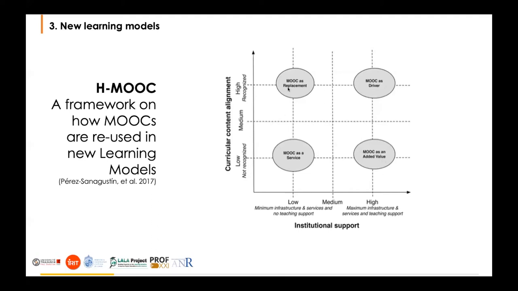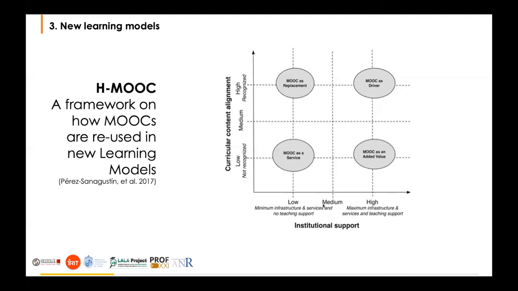The MOOC as a replacement is the case in which you use a MOOC already created and you give credits to your students for doing this MOOC. For example, I have MOOCs on ethical use of data in computer science, and I give them to the students, and then I do a final exam and I give them credits for that. This is very low institutional effort, but very high curriculum alignment.